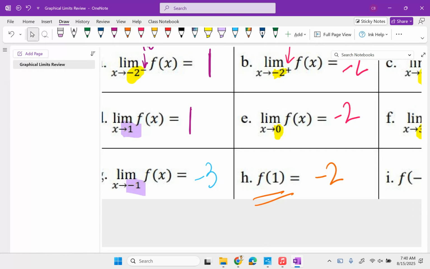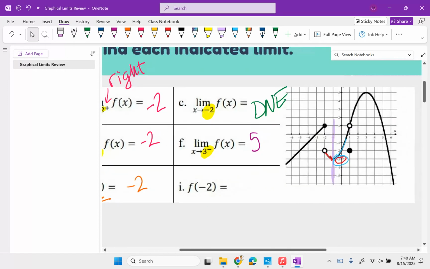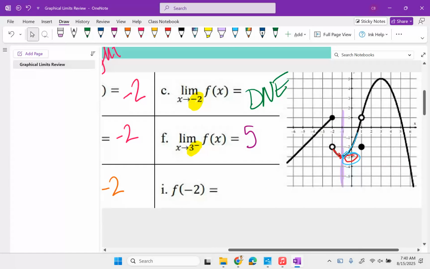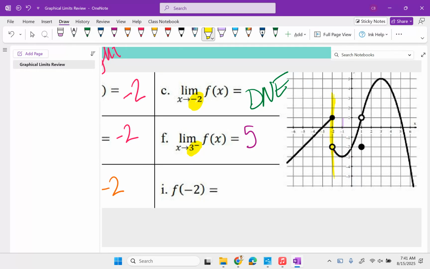Okay. The last one they're asking me to find is the value of y at -2. So I'm going back to my -2. I should have done this one earlier. Sorry, I didn't catch it. Here. And I'm looking for the actual y value, not the limit. So where's the actual y value? 1. It's actually at 1, right? It's where the solid dot is. So 1. It's equal to it there.